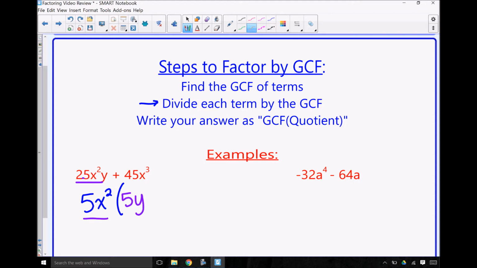I'm going to do the same thing with this next term. So it's 45x to the third. I'm going to divide it by 5x squared. 45 divided by 5 gives me 9. And then x to the third divided by x to the second. Remember, when we divide, we subtract our exponents. So this is x to the first power. Close your brackets, and then you are done.